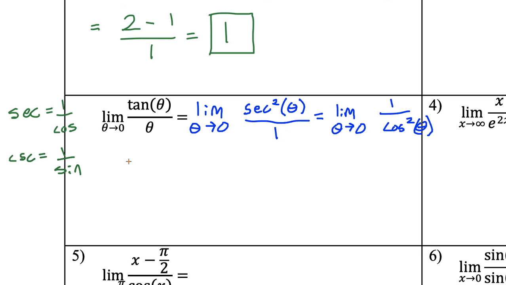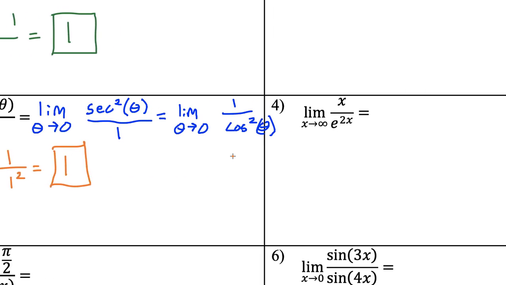So we can actually plug that in now. Plugging in our 0, cosine of 0 is 1, so 1 over 1 squared is 1. So our final answer is 1. Let's try number 4.